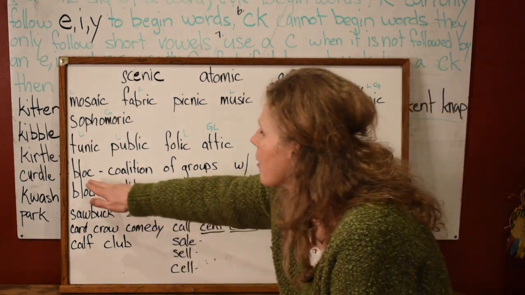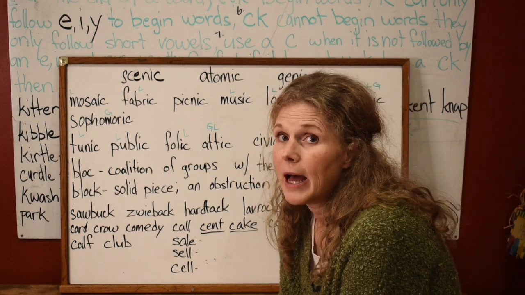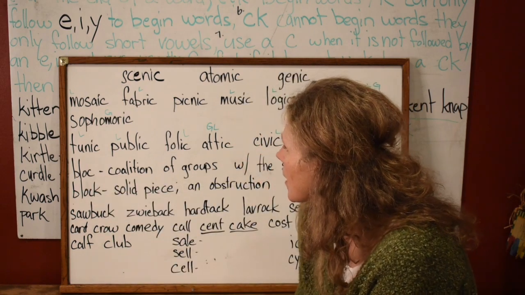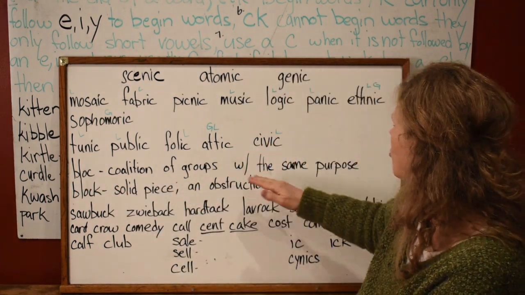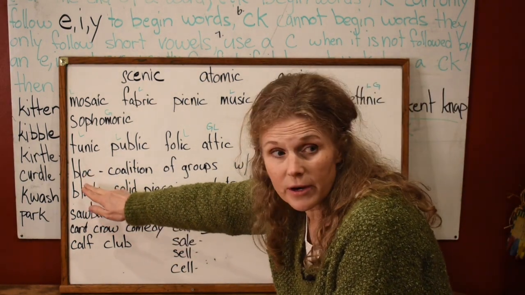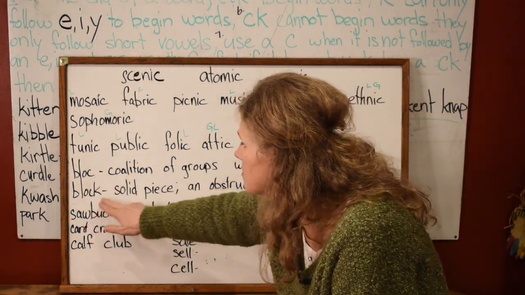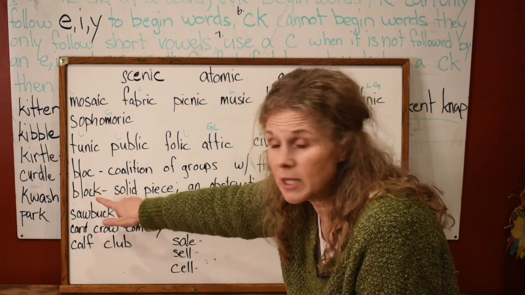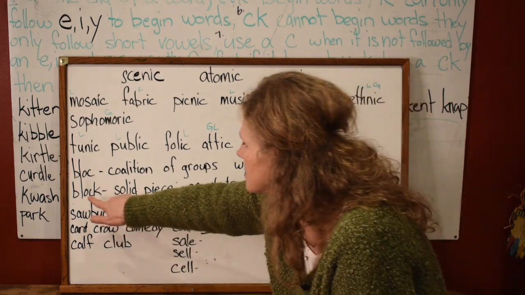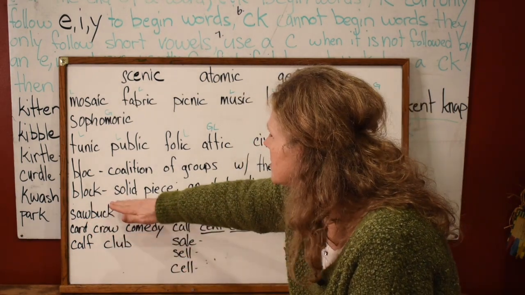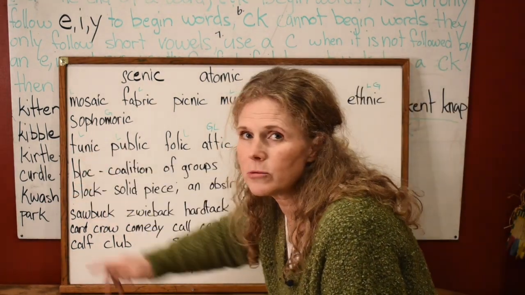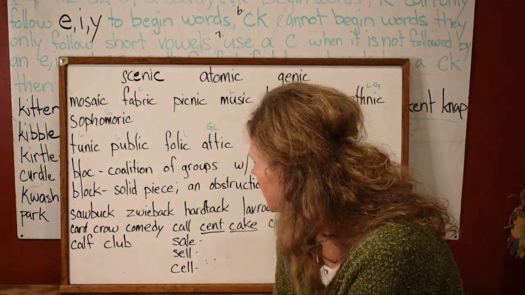Now, here is a rare word where we will have a C at the end of a word. Block. This is a coalition of groups with the same purpose. You will not see this very often, you guys. This block, this is how you would typically spell ock, O-C-K at the end, because this is a short vowel. And this is a solid piece, an obstruction. So these are homophones. They're spelled different. They say the same thing.